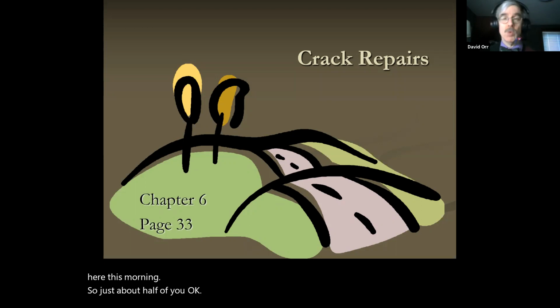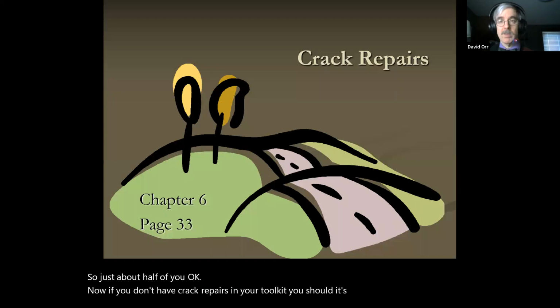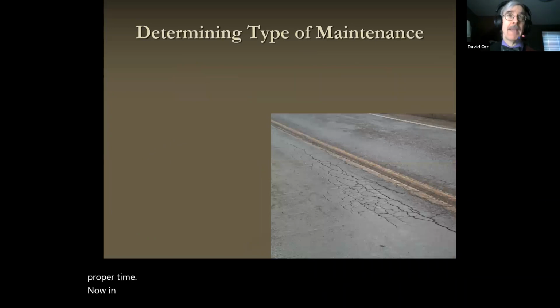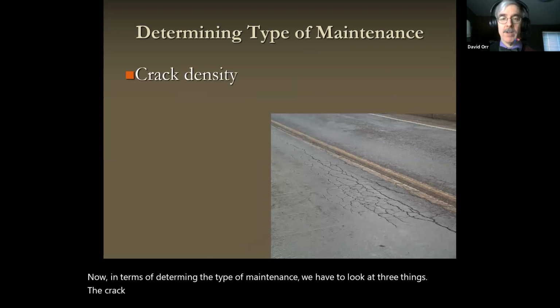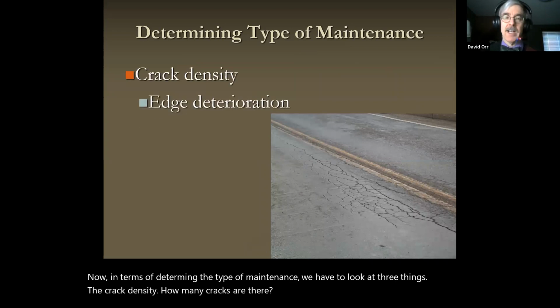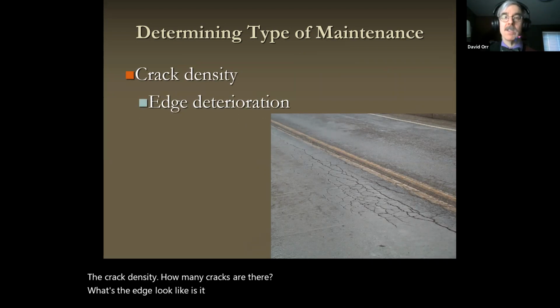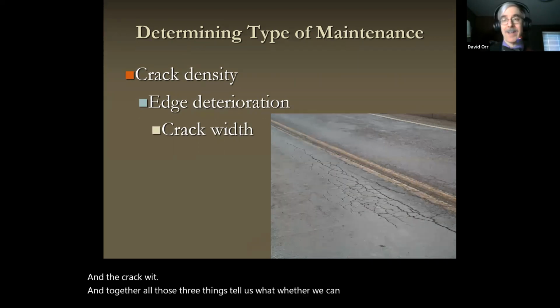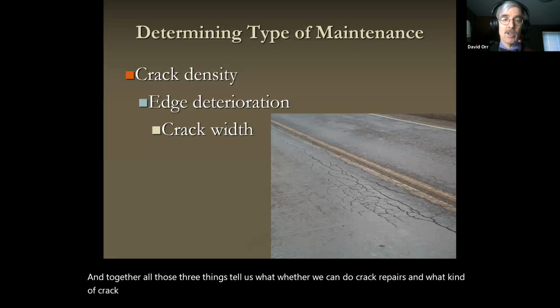Now, if you don't have crack repairs in your toolkit, you should. It's an underutilized tool. The biggest challenge is first getting a program started and then using the proper crack repair at the proper time. Now, in terms of determining the type of maintenance, we have to look at 3 things: the crack density, how many cracks are there? What's the edge look like? Is it deteriorated and broken down? And the crack width. And together, all those 3 things tell us whether we can do crack repairs and what kind of crack repairs we should be looking at doing.